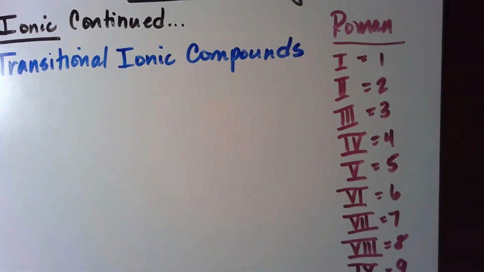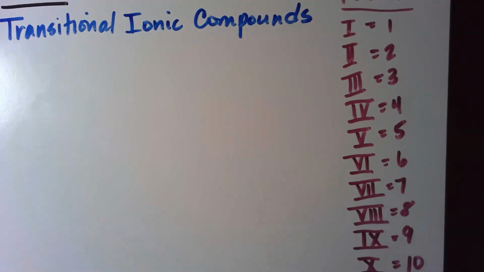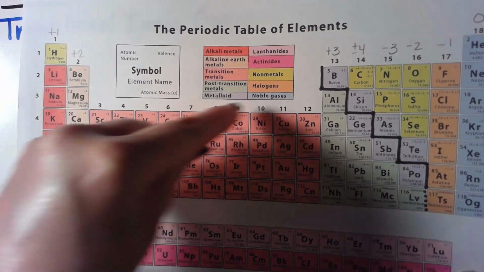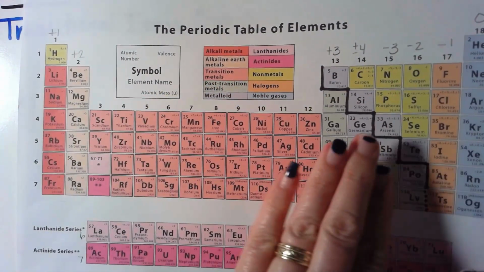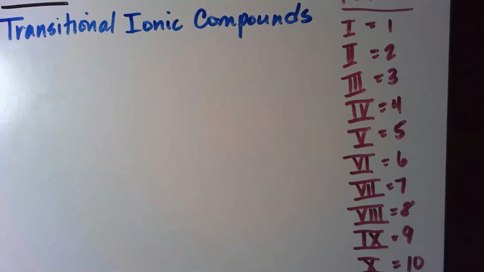Okay, I'm going to call them transitional ionics because they're still ionic and they're in the valley. And I called this the valley because it's between the mountains, if you will. So this is my valley. All right, so here's an example. Let's do an element that you're used to.